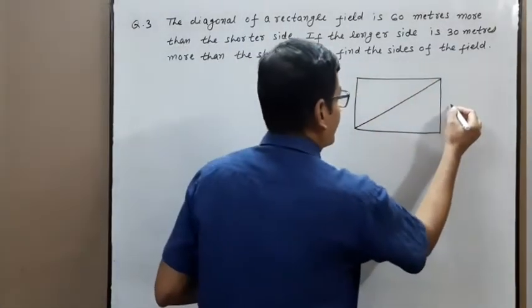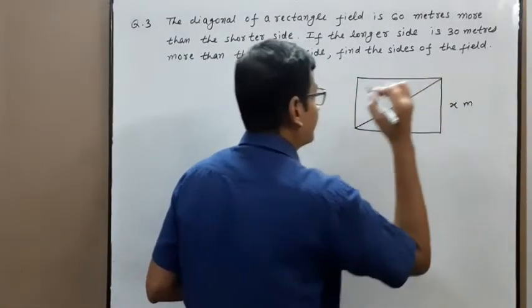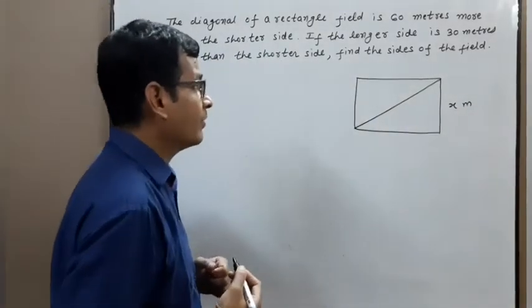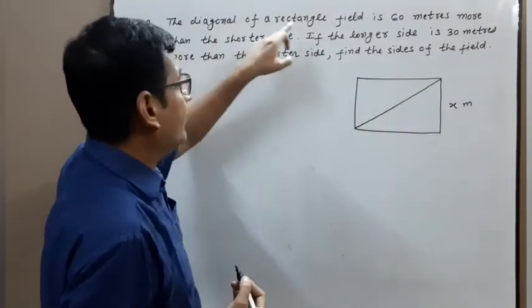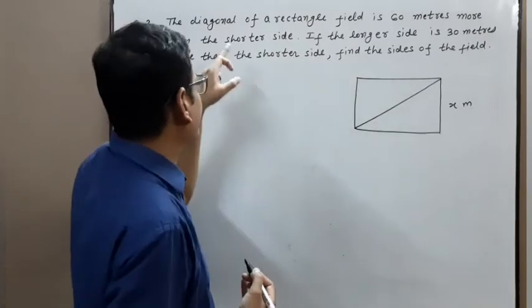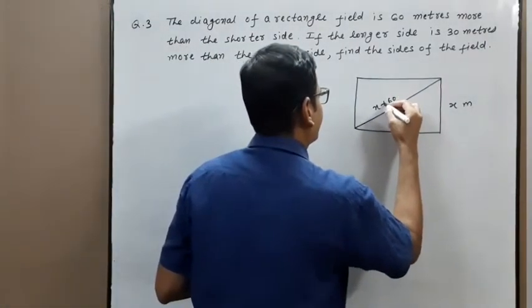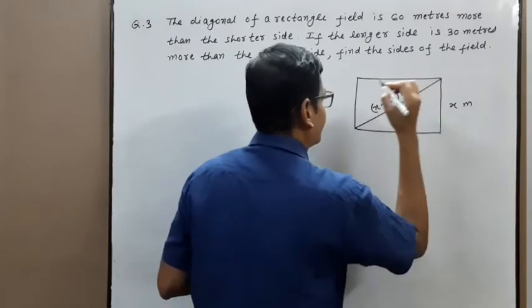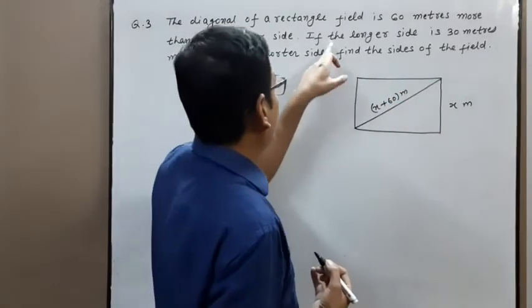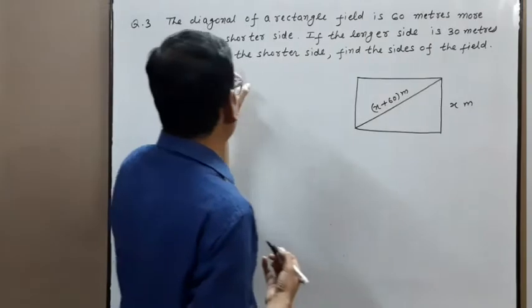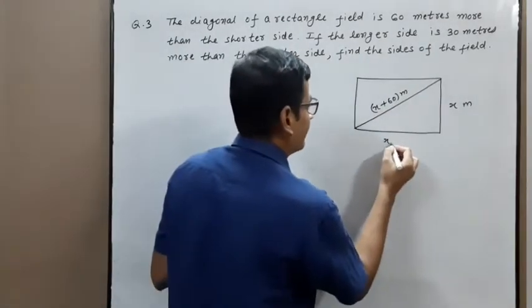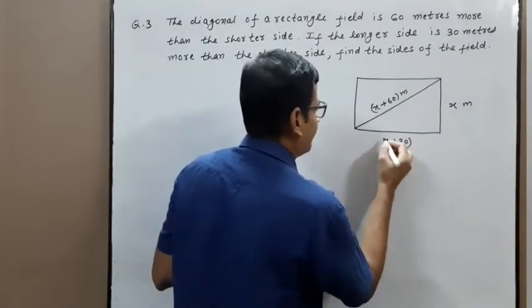Let shorter side be x meter. Then according to the problem, the diagonal of a rectangular field is 60 meters more than the shorter side, so diagonal is x plus 60 meter. If the longer side is 30 meters more than the shorter side, it means x plus 30 meter.